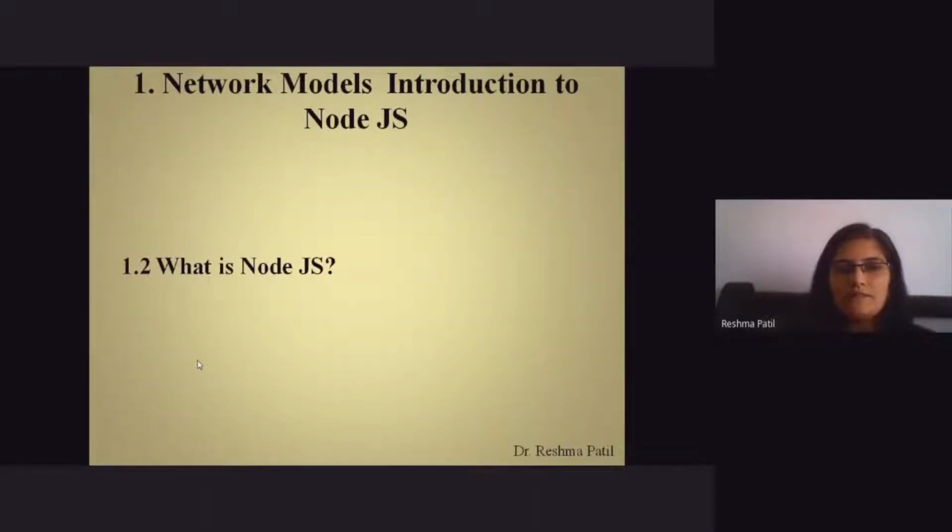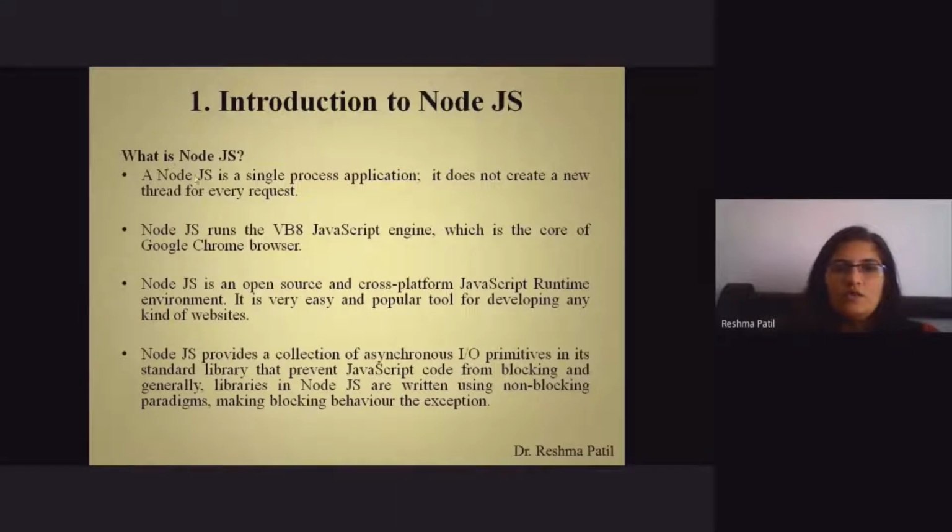What is Node.js then? Node.js is a single process application. It does not create a new thread for every request. You will come to know what a thread is and how many requests it is going to handle in the next slide. Node.js runs on the V8 JavaScript engine. Remember this, this will also be an MCQ type of question: on which engine does Node.js run? The V8 JavaScript engine, which is the core of the Google Chrome browser.